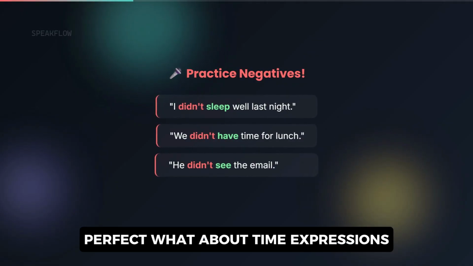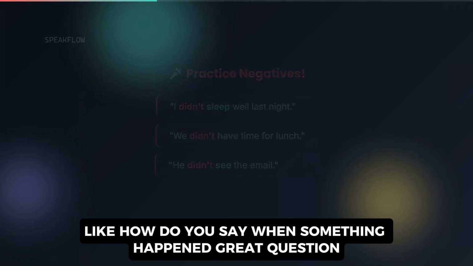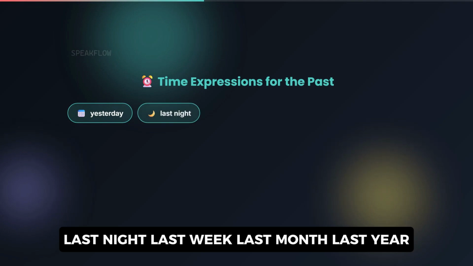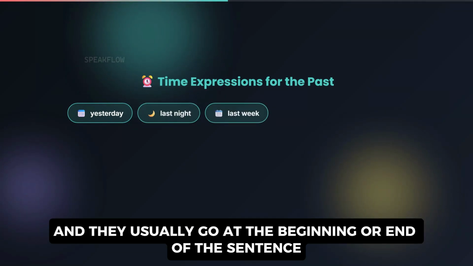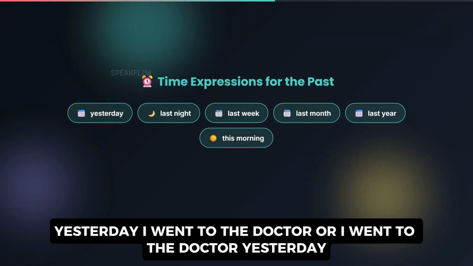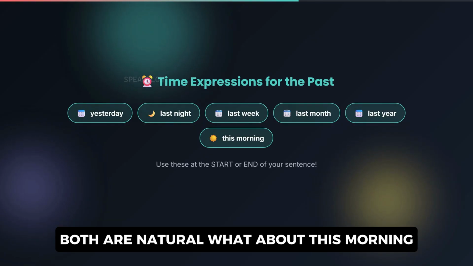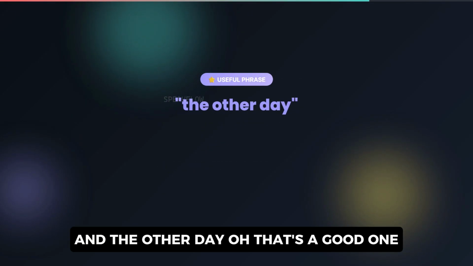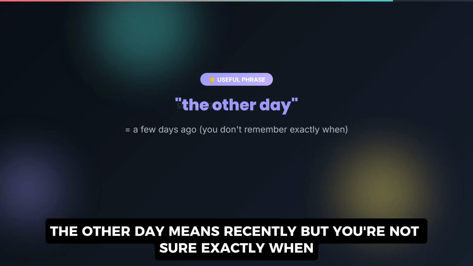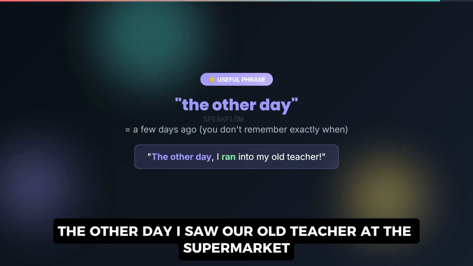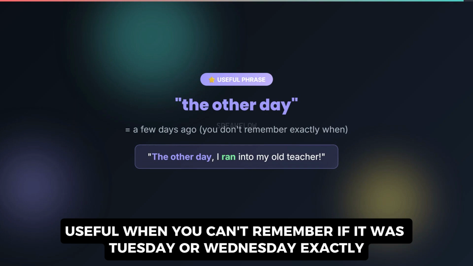Perfect. What about time expressions? Like, how do you say when something happened? Great question. Common ones are yesterday, last night, last week, last month, last year. And they usually go at the beginning or end of the sentence? Either works. Yesterday, I went to the doctor. Or, I went to the doctor yesterday. Both are natural. What about this morning? Yes. This morning I woke up late. I had eggs for breakfast this morning. And the other day? Oh, that's a good one. The other day means recently, but you're not sure exactly when. The other day I saw our old teacher at the supermarket. Useful when you can't remember if it was Tuesday or Wednesday.